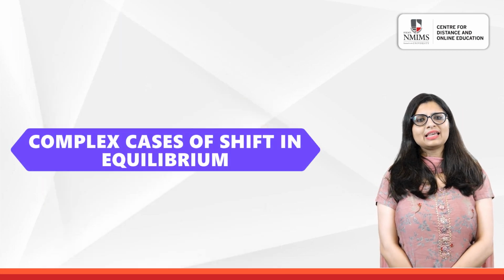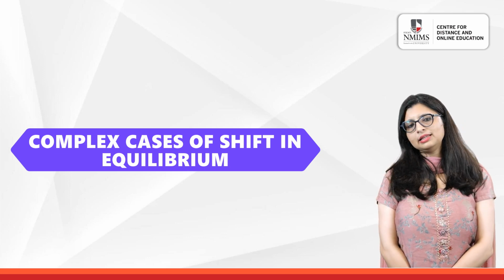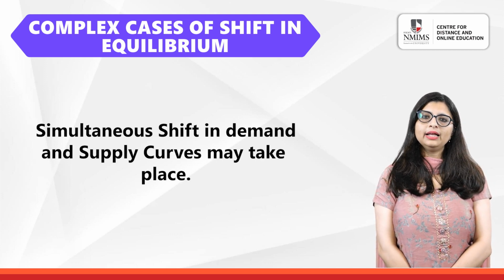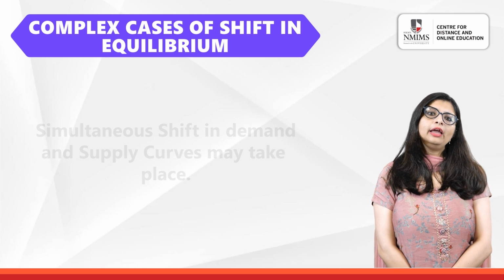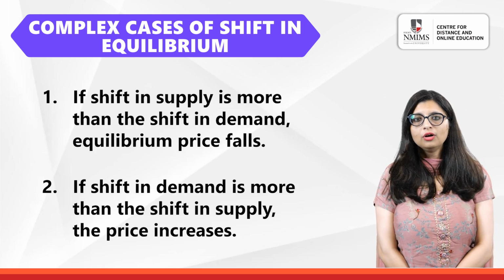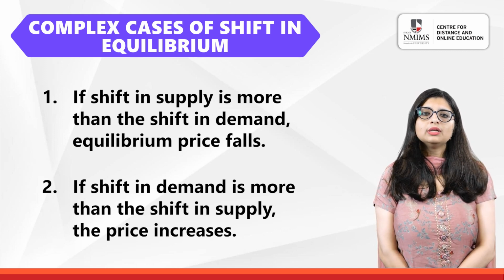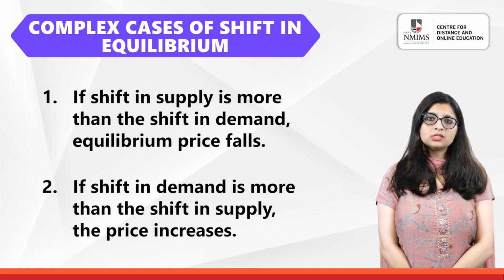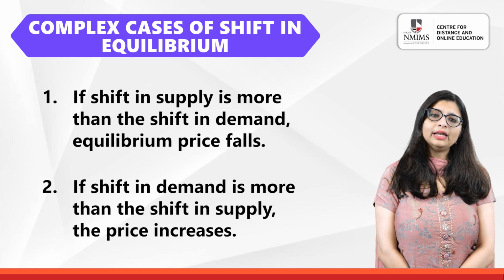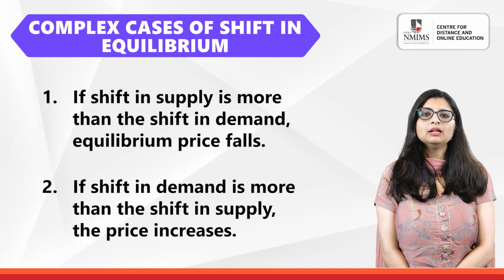There are two complex cases of shift in the equilibrium. What is a complex case in these scenarios? That means there is a simultaneous shift in the demand and supply curve. If the shift in supply is more than the shift in the demand curve, the equilibrium price would fall. So these are the two scenarios or complex cases which would happen in equilibrium. That is, there is a simultaneous movement seen in the shift of the demand and supply curve.